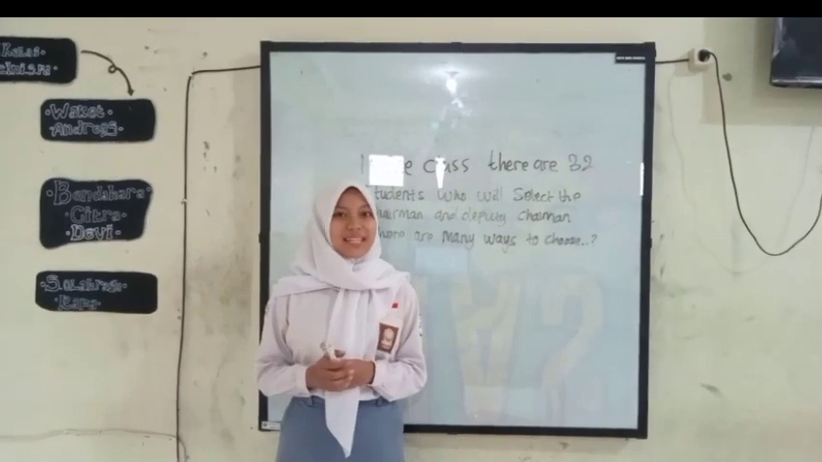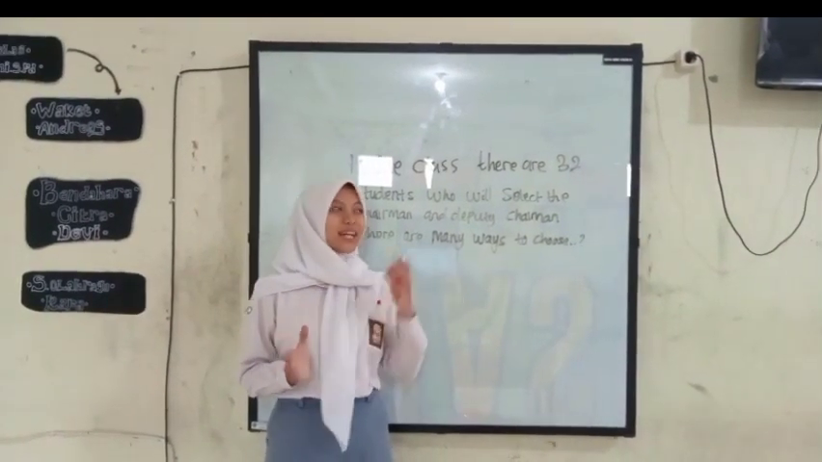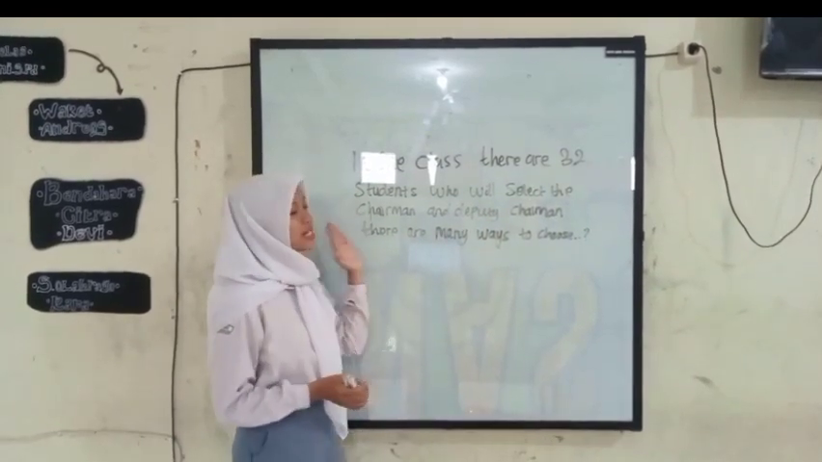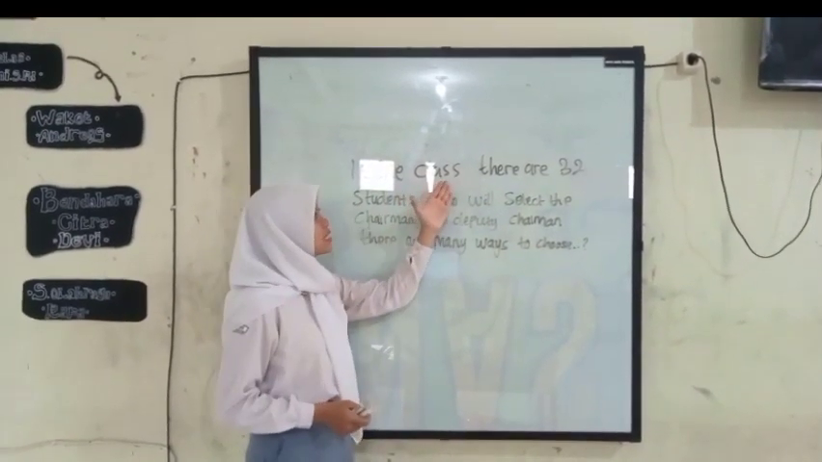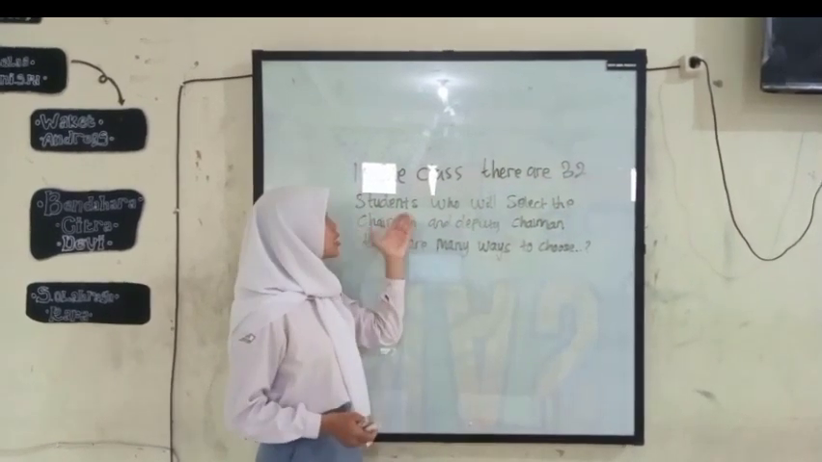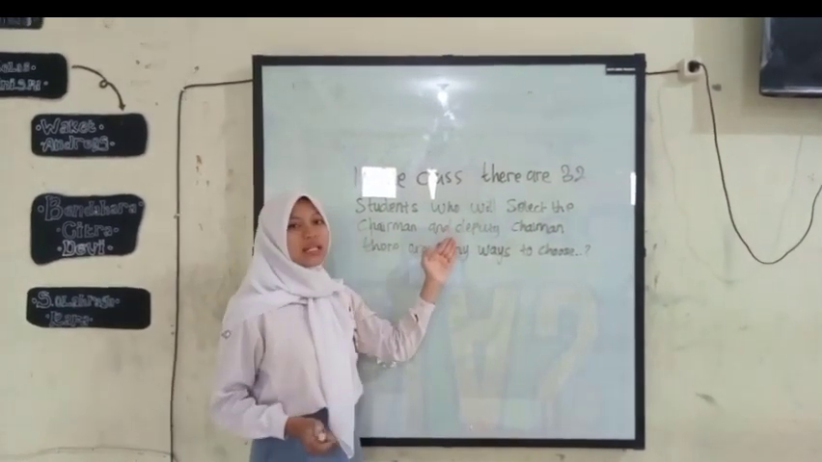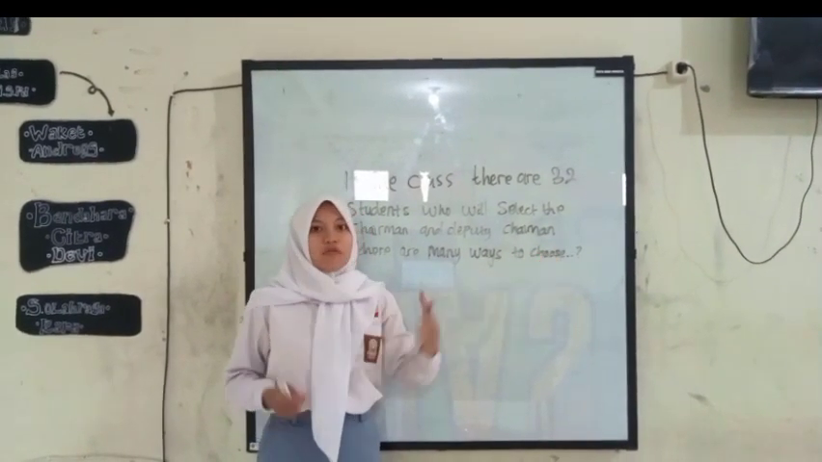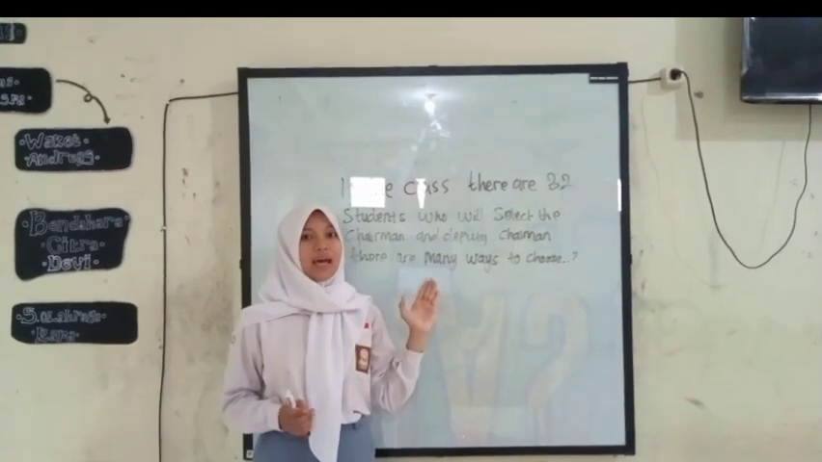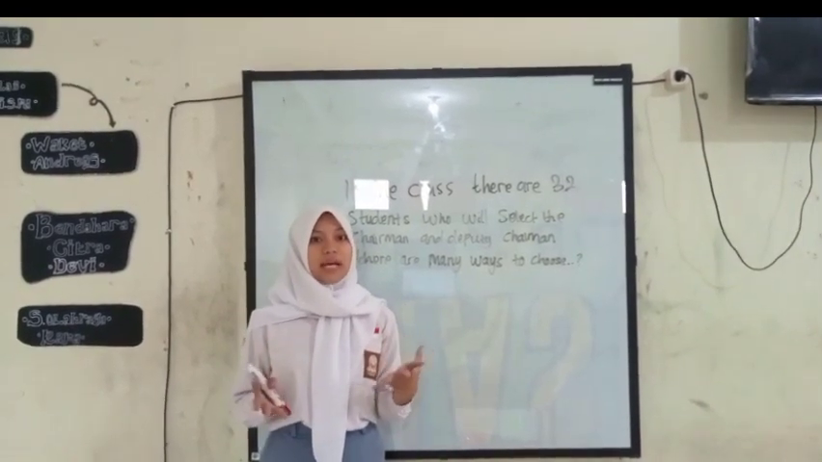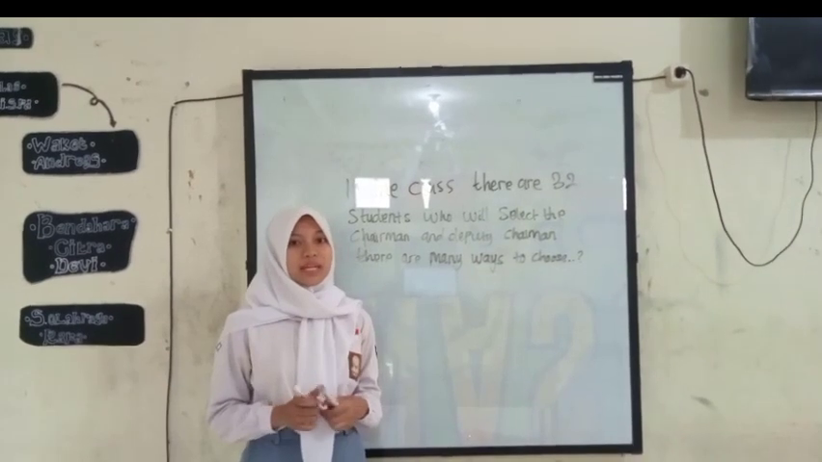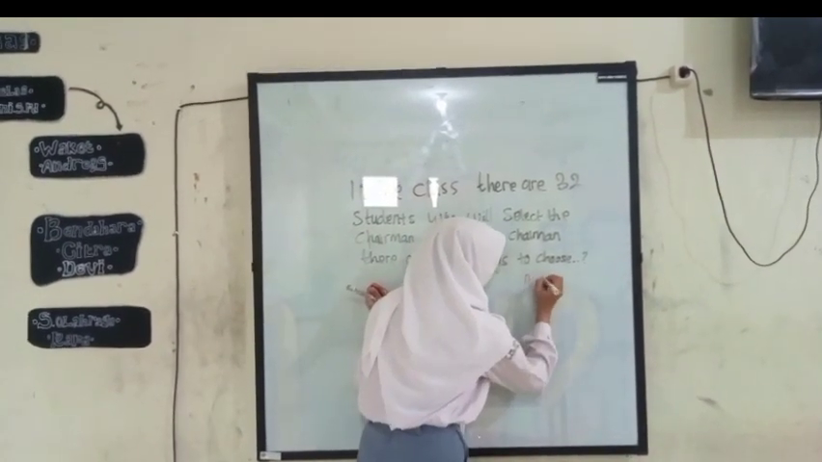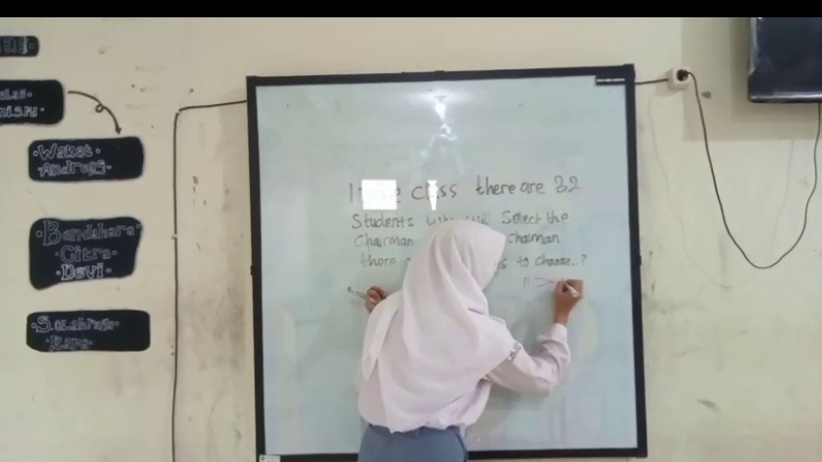Okay, instead of wasting time, let's try to solve this problem. Here I have one question. In a class, there are 32 students who will select the chairman and the deputy chairman. There are many ways to choose. First, we have to know n and r. You need to know that n is always bigger than r. Remember that n is always bigger than r.